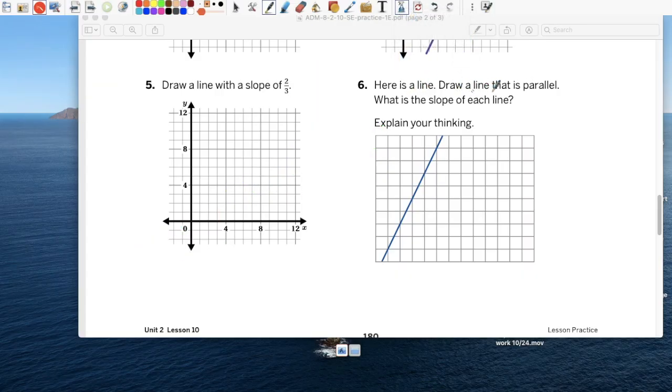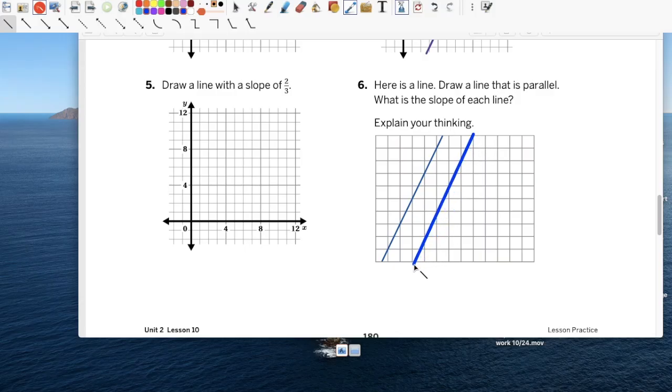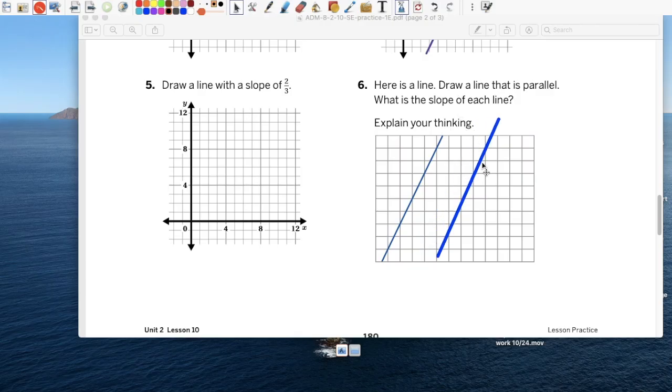Well, here's a line, draw a line that is parallel. What is the slope of each line? Right, draw a line that's parallel. Okay, so let me draw a line that's parallel as best as I can. Does that look parallel? Okay. Assuming that's parallel, let's find the slope. Actually, let me get this guy and put it over here. Find the slope of this line.